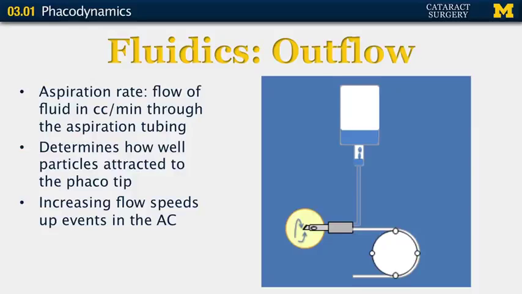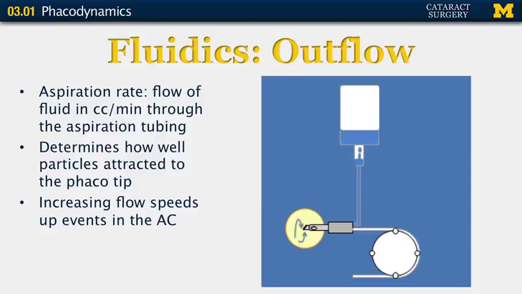So let's now talk about fluidics outflow. And this is more complicated than fluid inflow to the eye. We have a few different factors that we have to take into account, and let's define a few terms here. So we're first going to define the aspiration rate. This is actually the flow of fluid in volume, or cubic centimeters per minute, through the aspiration tubing. We can see in our diagram pictured here the blue arrows being drawn into the phaco handpiece.